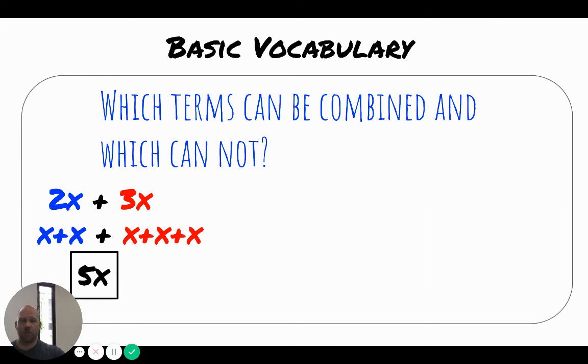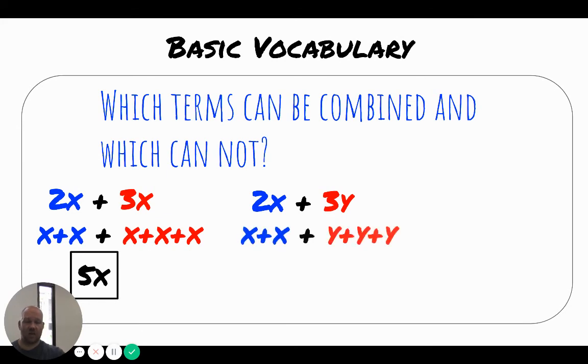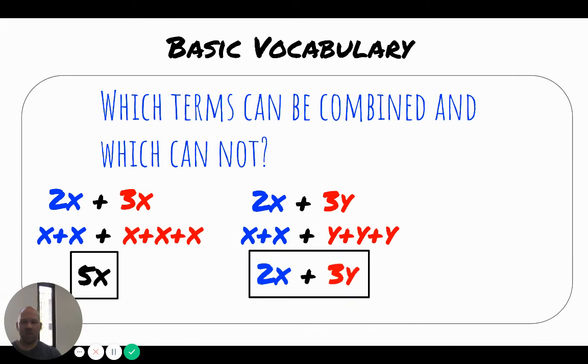But what if those variables weren't the same? Like, say I had 2x and 3y. Well, I would have 2 x's and I would have 3 y's. That's like having 2 apples and 3 bananas. I can't put those things together. I guess I could smush the apple and banana together, but if I'm trying to keep them distinct, I can't. And so 2x plus 3y is already simplified.